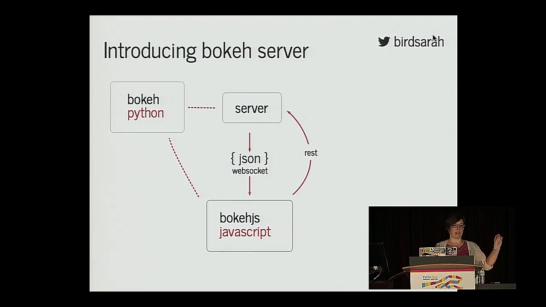But now we want to get that slider working. And to get that slider working, what we're actually going to do is update the data source. We're going to have the data change when we move the slider. And to do this, we bring in the Bokeh server.